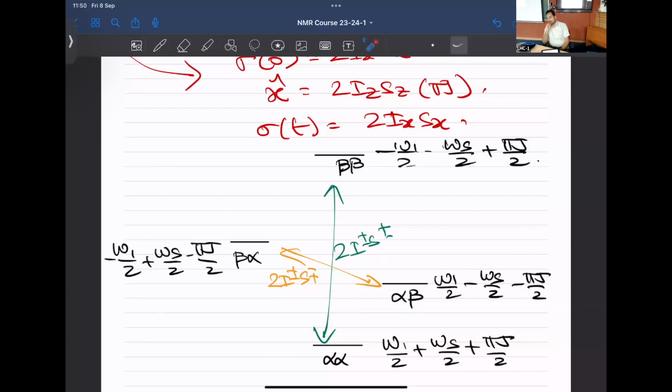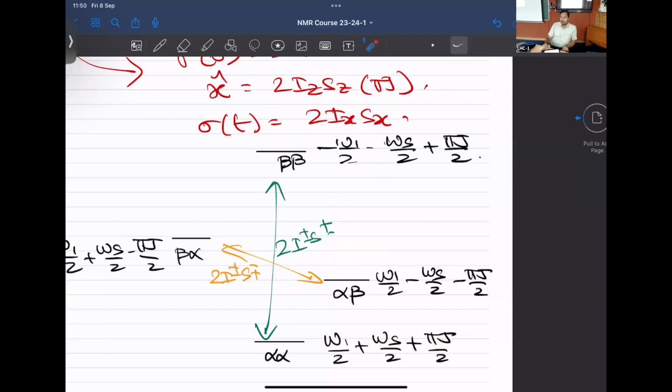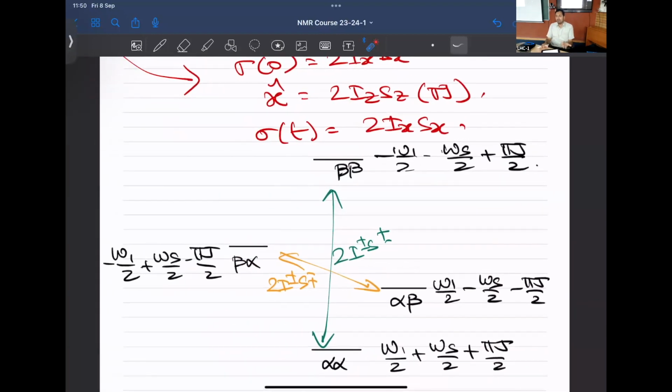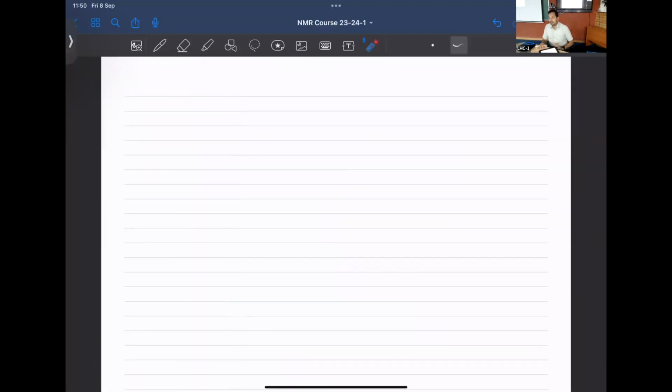Correct? Okay. Since I have only about 5 to 7 minutes left, what I would like to do in the last few minutes is to make you guys understand how to write matrices for these 2 spin half systems. That's all I have the time for today.